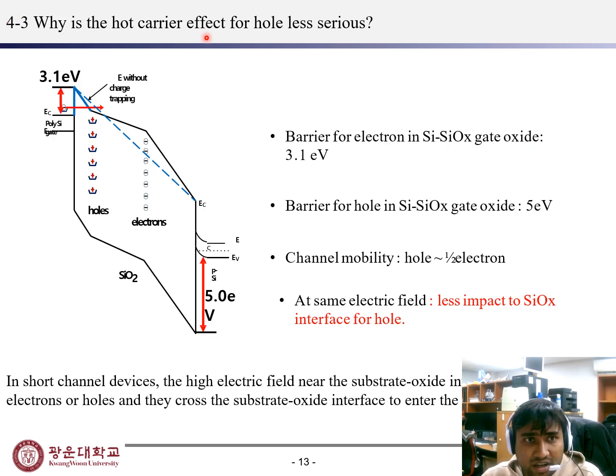Why is the hot carrier effect for holes less serious? First of all, what is a hot carrier? In a short channel device, there is a high electric field near the substrate oxide interface, and electrons or holes cross the substrate interface and enter the oxide layer.